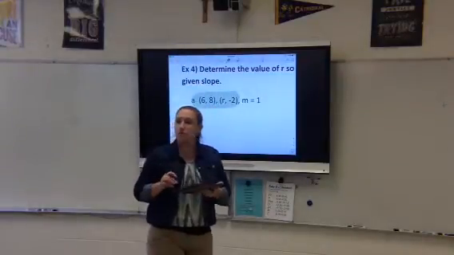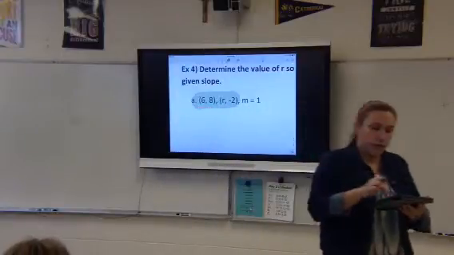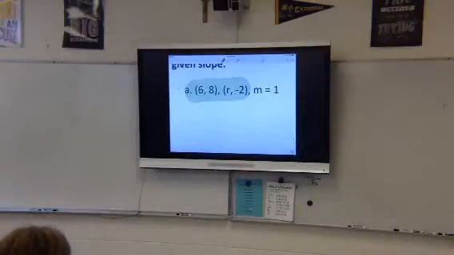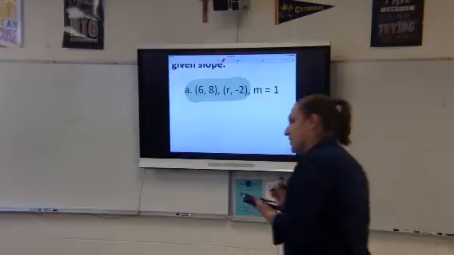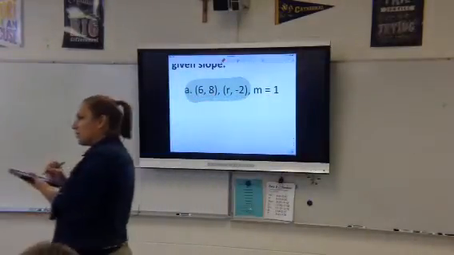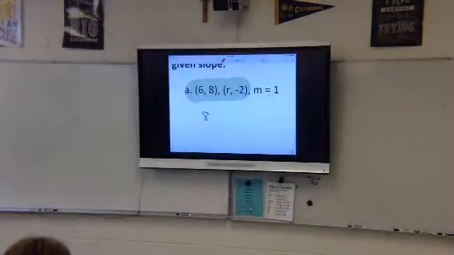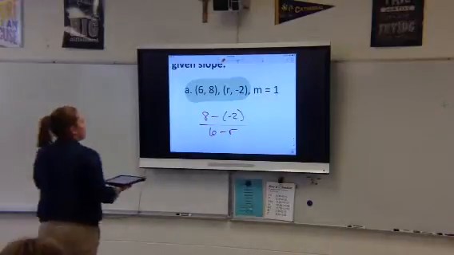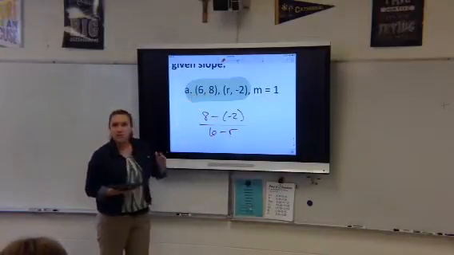How do I set this up into the slope formula? John, what do you got? First you do 6 minus r. What goes on top, x's or y's? Oh, I'm sorry, y. Try that again. 8 minus -2, and then on bottom is 6 minus r. There we go. Put your y's on top. So 8 minus -2. If you start with the 8, then we start with the 6.